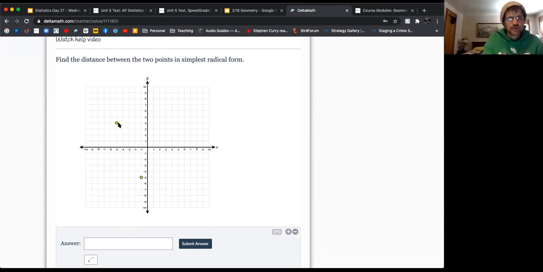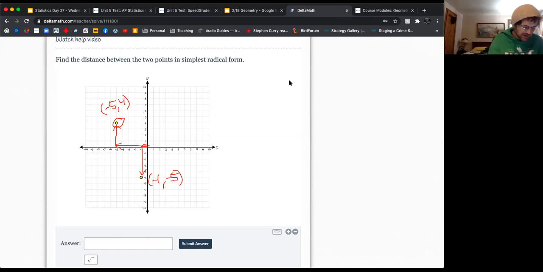It could look like this. And if it looks like this, it's actually slightly more challenging, ever so slightly, because we need to come up with the coordinates first. So for this one right here, the coordinate is -5, 4. So I'm just going to write that -5, 4. And for this one, it's -1, -5. So this is -1, -5.